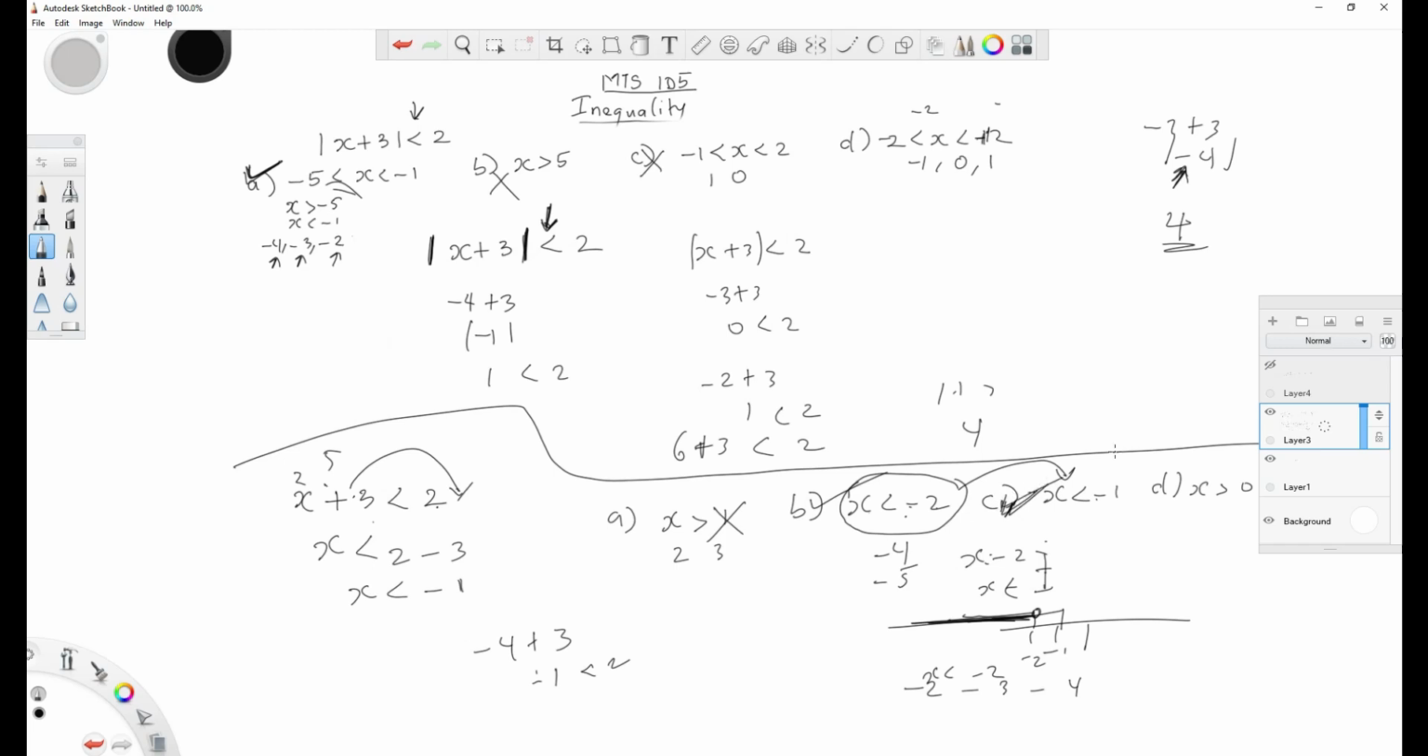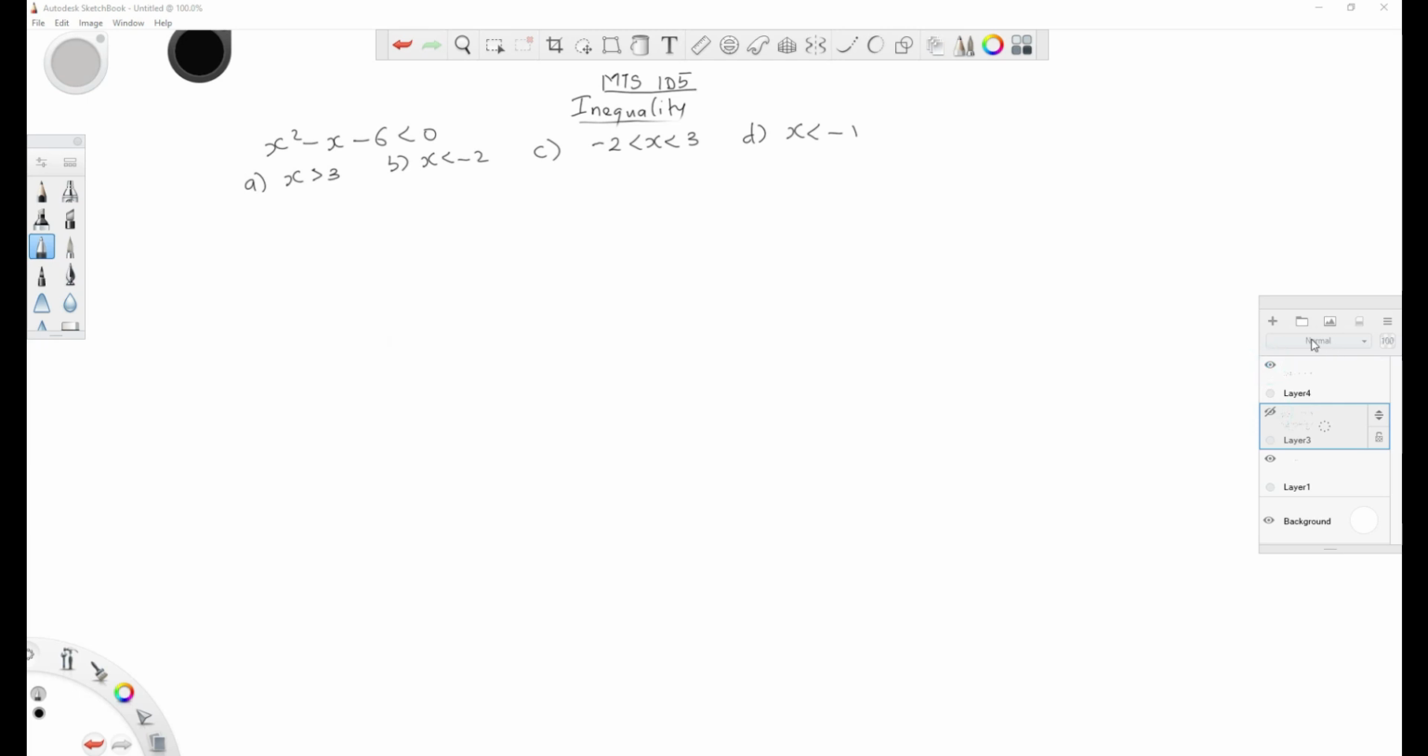I don't know if that clears the air, but that's just how you do it. Now let's go to the last question before we call it a tutorial. Okay, now this is a question on inequalities, and I've already explained how inequalities are being solved. Now we want to understand how to do it in the short way.